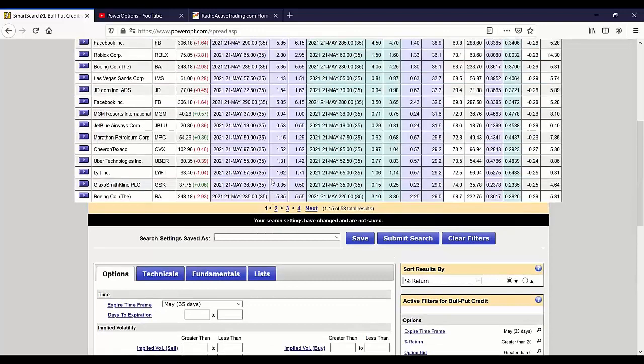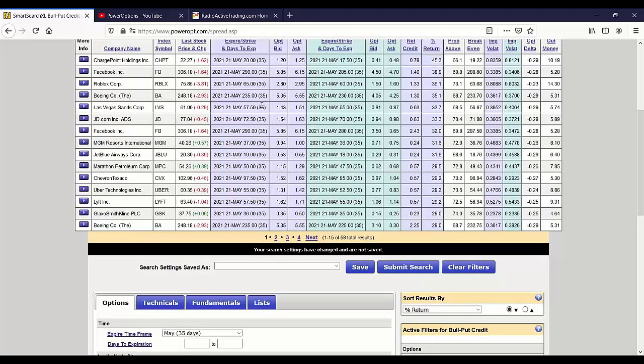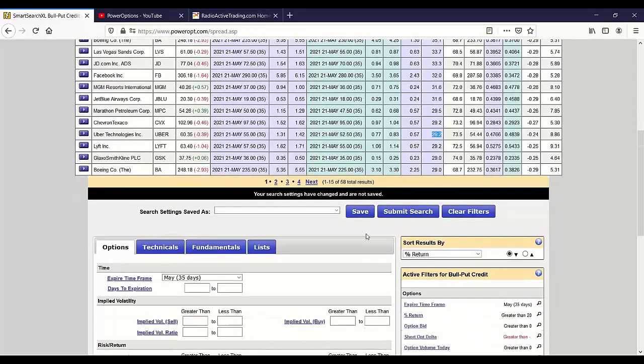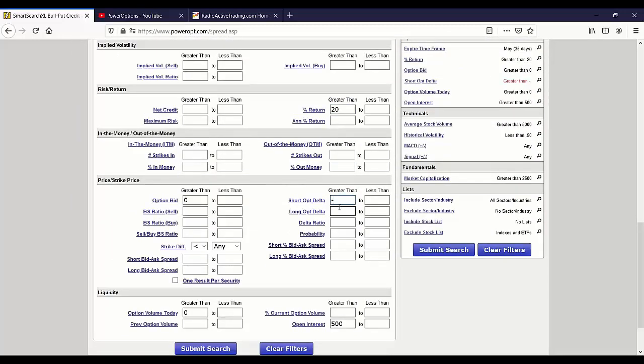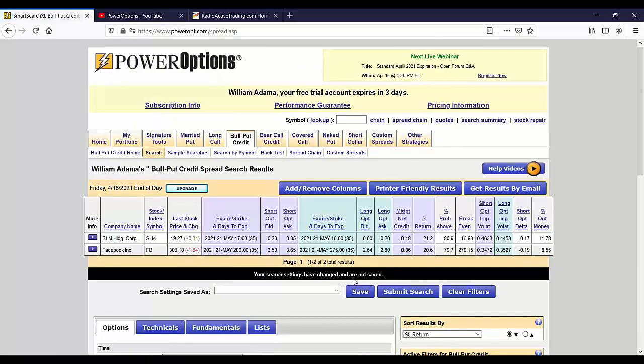So here's the search results we have now that I've removed that earnings date between now and expiration. We see positions in here with 20, 29% return, and we have 58 total results, well within the range that you want. Now let's go further out of the money. We increase the delta to minus 0.20. This, of course, is still leaving the earnings date, and there's only 2.